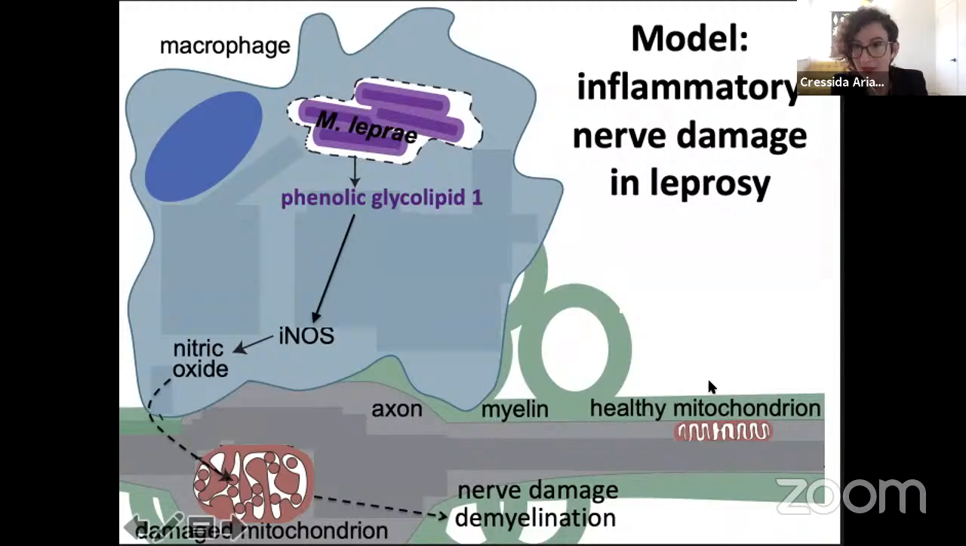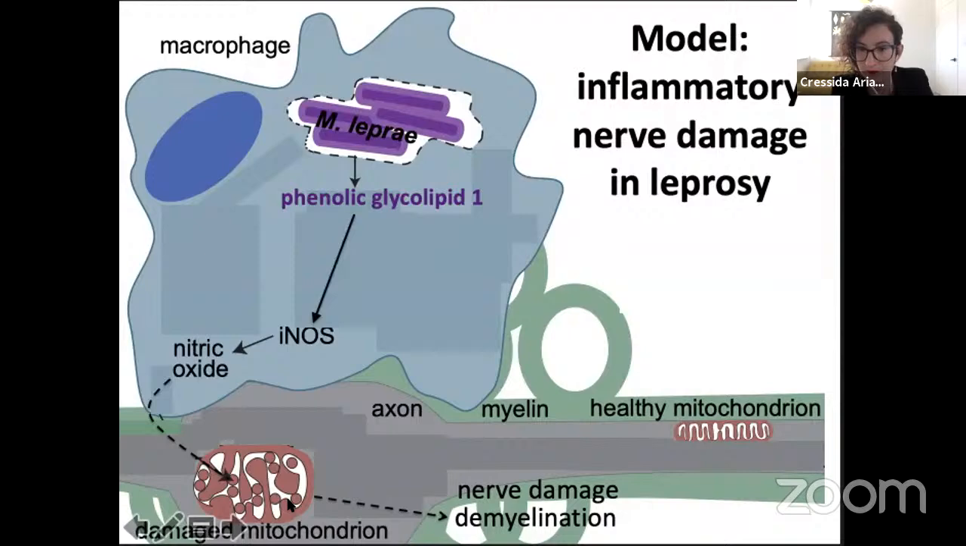They respond to phenolic glycolipid 1 by upregulating inducible nitric oxide synthase. That results in synthesis of nitric oxide, which is a gas, right? And so that can diffuse outside of the macrophage and into whatever other cells are present near this nascent granuloma. And so, of course, in the nervous system, you're going to have myelinated axons and also unmyelinated ones near these heavily infected macrophages. Mitochondria are very susceptible to oxidative damage. And we think this could be one way that nitric oxide produced by macrophages is damaging axon mitochondria.